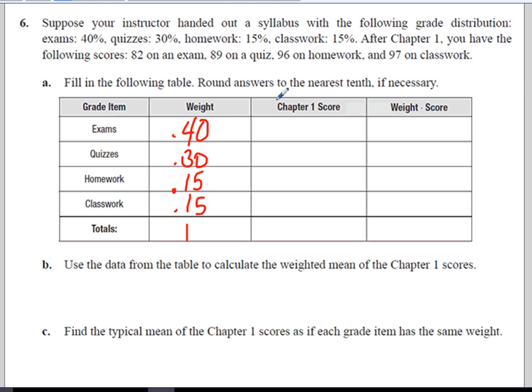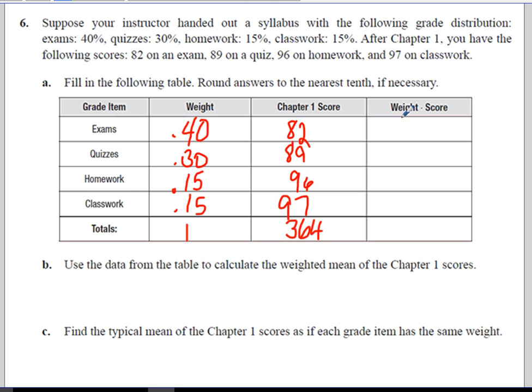For the chapter scores, we see an 82 on the exam, so let's fill that in the chart. 89 on the quiz, 96 on the homework, and 97 on the classwork. And if we add all those up together, we get 364.